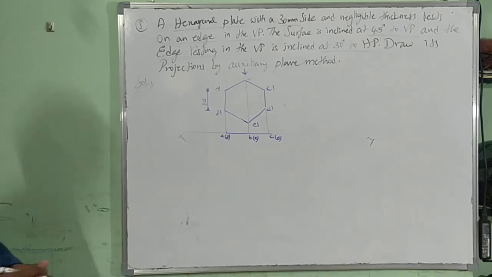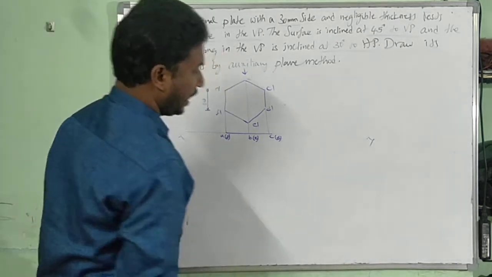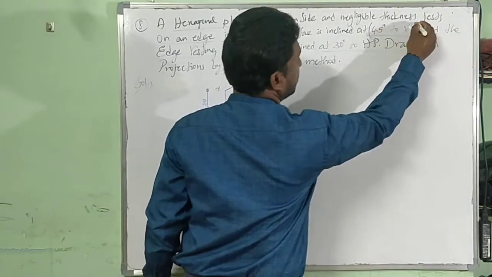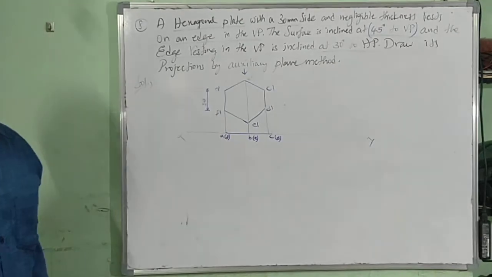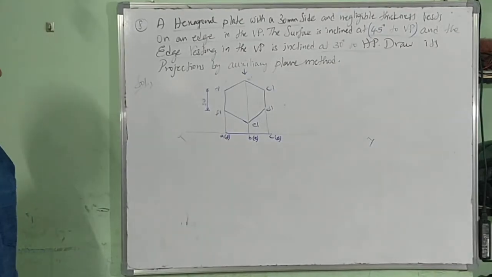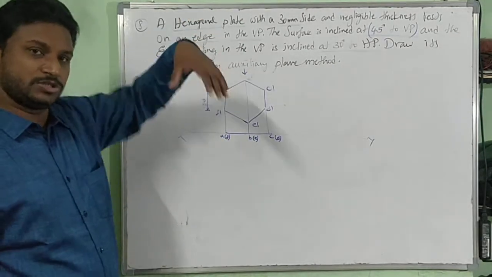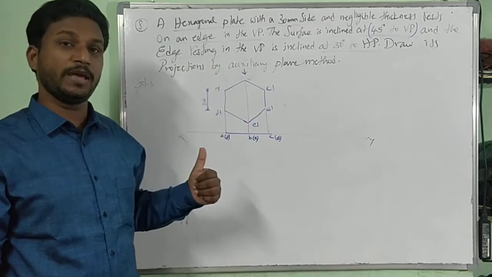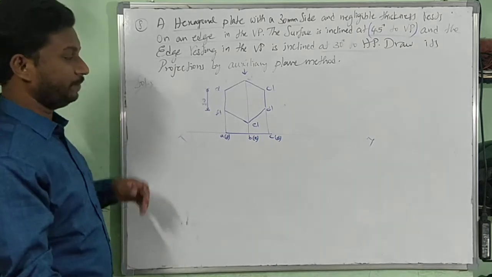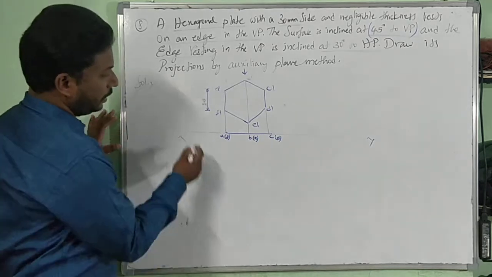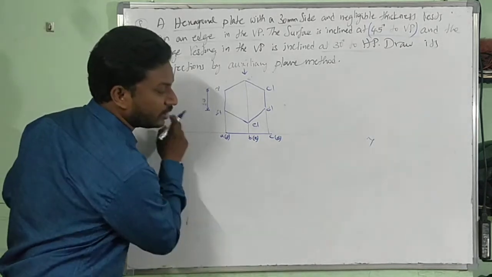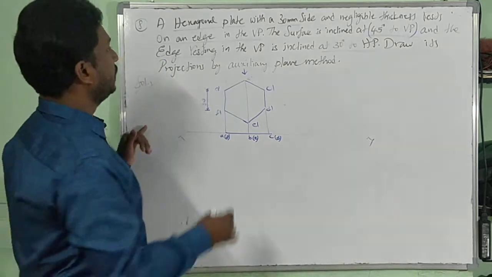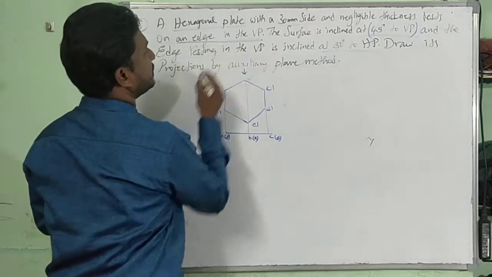First one, the true shape. Now next, as the surface is on VP, we are supposed to consider the surface inclined at 45 degrees to VP. 45 degrees to VP means top view. Inclined to VP means which auxiliary plane? Auxiliary vertical plane. Now, can I draw the auxiliary vertical plane anywhere on the XY line? No, I should not. Why? Because of the given condition that the edge is in the VP.